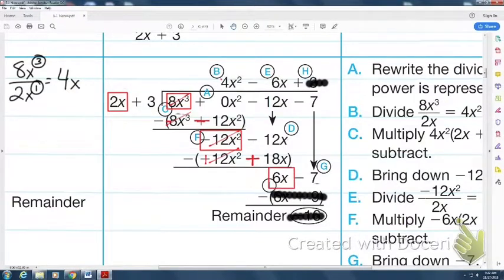And then I divide. 6x divided by 2x gives me 3. I distribute 3 to my divisor to get that. Then I subtract. I have nothing else to bring down after this negative 7, so negative 16 would be my remainder.